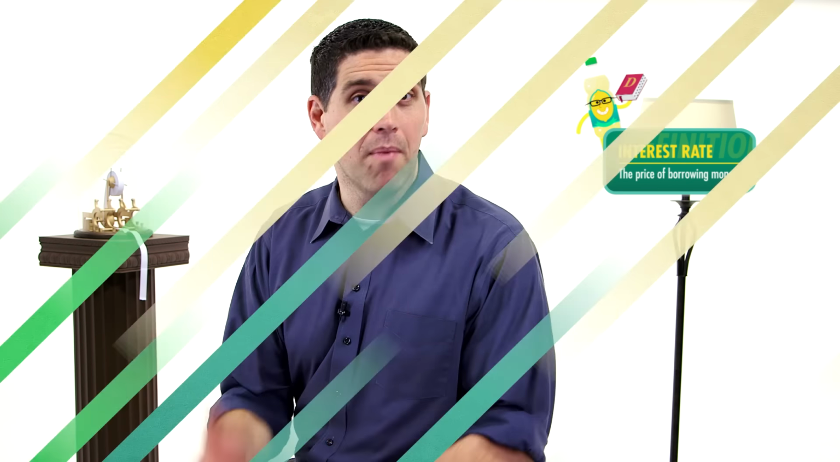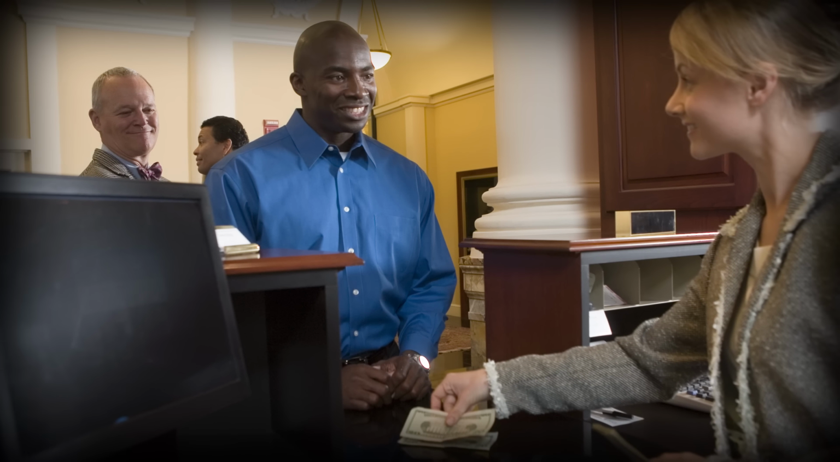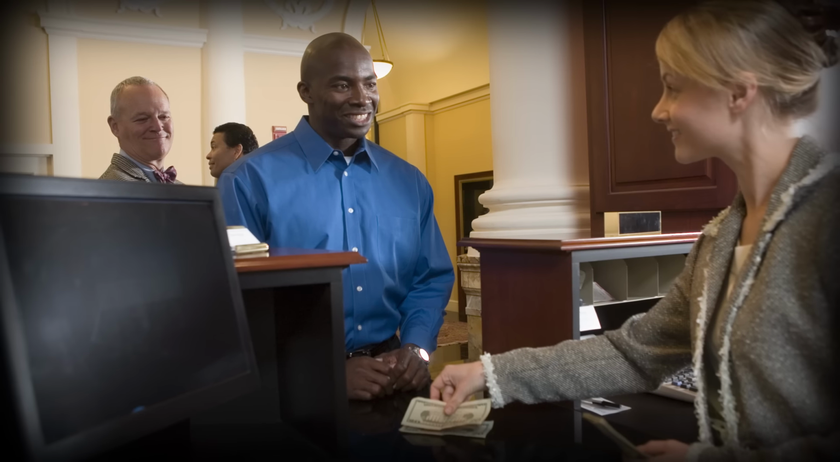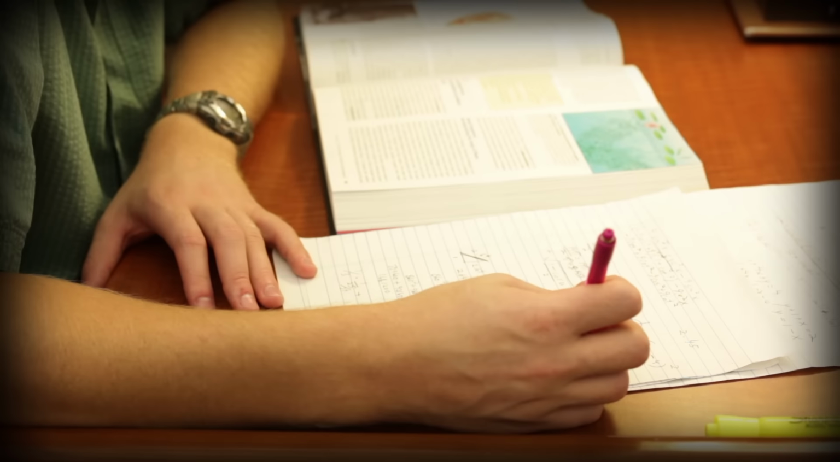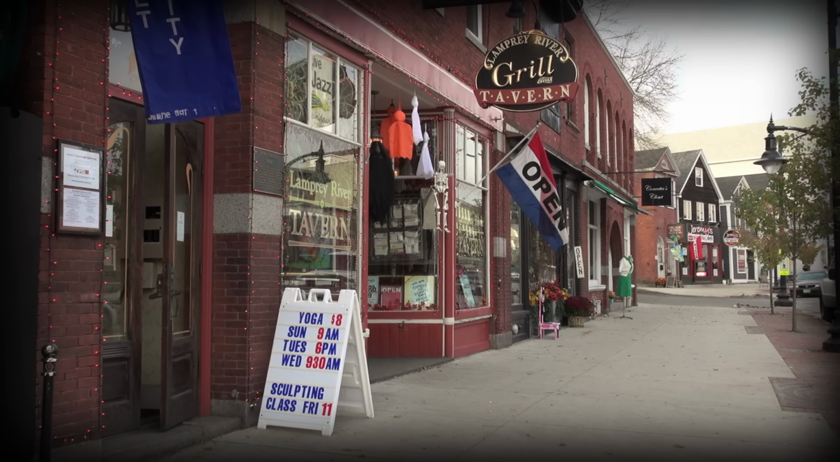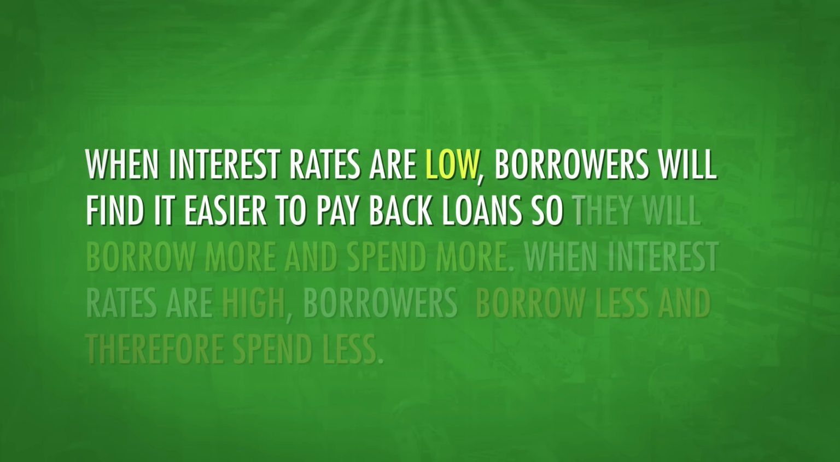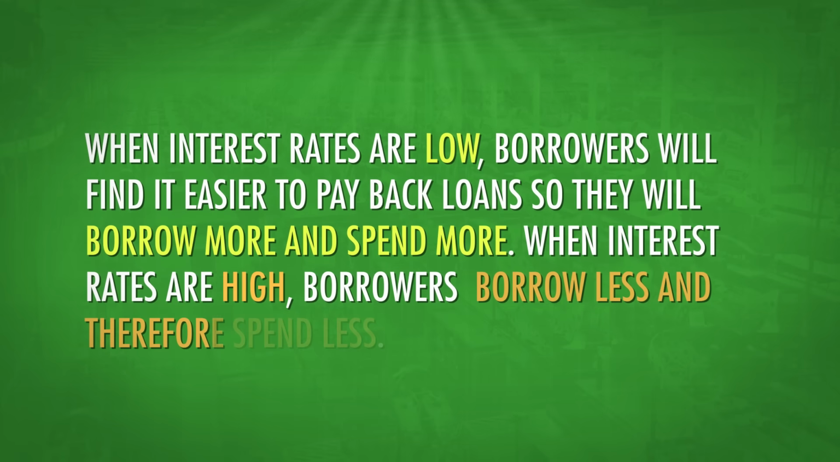Let's start with interest rates. An interest rate is the price of borrowing money. When banks lend money, they expect to be repaid the amount they lent, which is called the principal, and a percentage of the principal to cover inflation and to make some profit. That percentage is called the interest rate. The number of car loans, student loans, home loans, and business loans that get made depends on interest rates. When interest rates are low, borrowers will find it easier to pay back loans, so they'll borrow more money and spend more. When interest rates are high, borrowers will borrow less and therefore spend less.